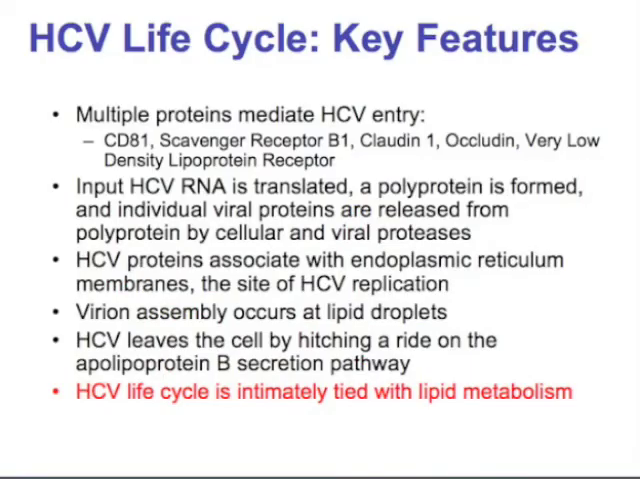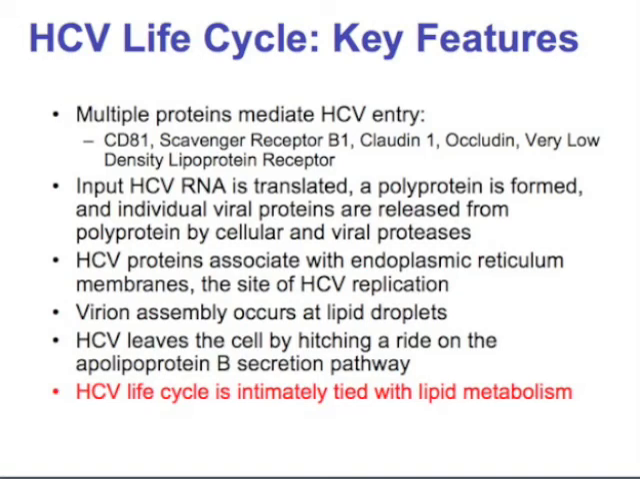So in summary of the HCV life cycle, there are multiple proteins that mediate HCV entry, including CD81, scavenger receptor B1, claudin-1, occludin, and the very low density lipoprotein receptor. The input HCV RNA is translated, a polyprotein is formed, and individual viral proteins are released from the polyprotein by viral and cellular proteases. The HCV proteins associate with endoplasmic reticulum membranes, which is the site of HCV replication, and virion assembly occurs with lipid droplets.